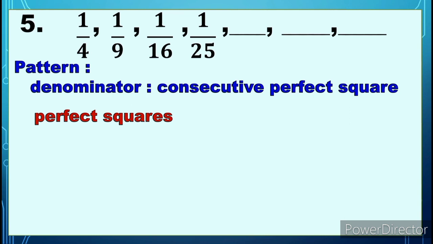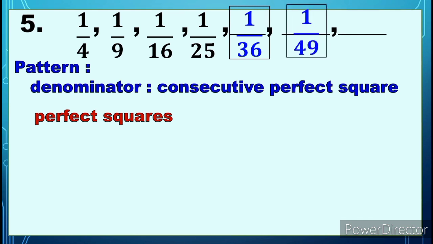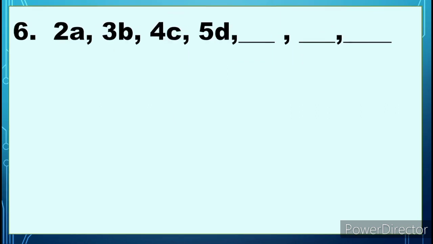Therefore, the next term is 1 over 36. And followed by 1 over 49, then 1 over 64. Next, let's have the next example, which is number 6 example. We have 2A, 3B, 4C, and 5D.